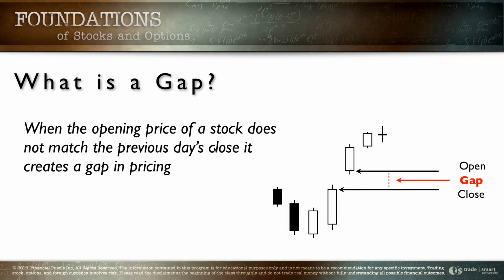Now, there's a lot of different types of gaps. So in this section, we're going to learn about different types of gaps and what you can expect with them. To start our discussion, let's learn about what a gap is. When the opening price of a stock does not match the previous day's close, it creates a gap in pricing. Take a look at my image over here and notice this particular candle closed where this arrow is. That's the closing price. And the next day we opened up here. The space in the middle is what we call a gap.